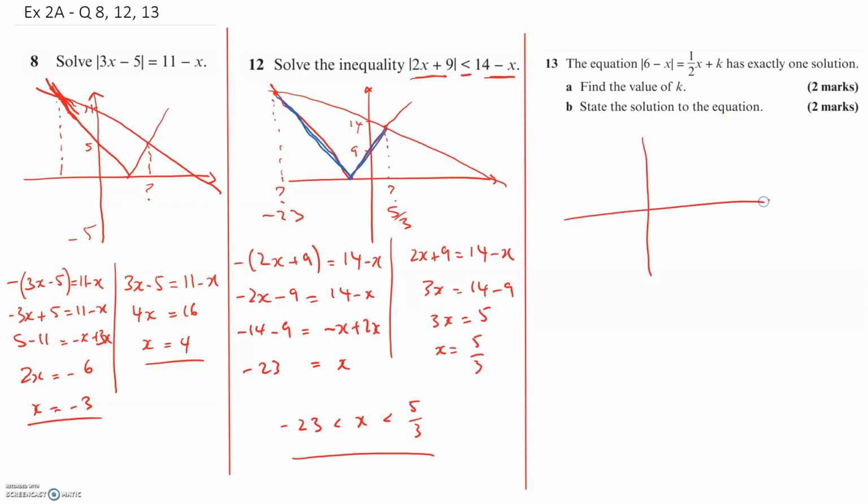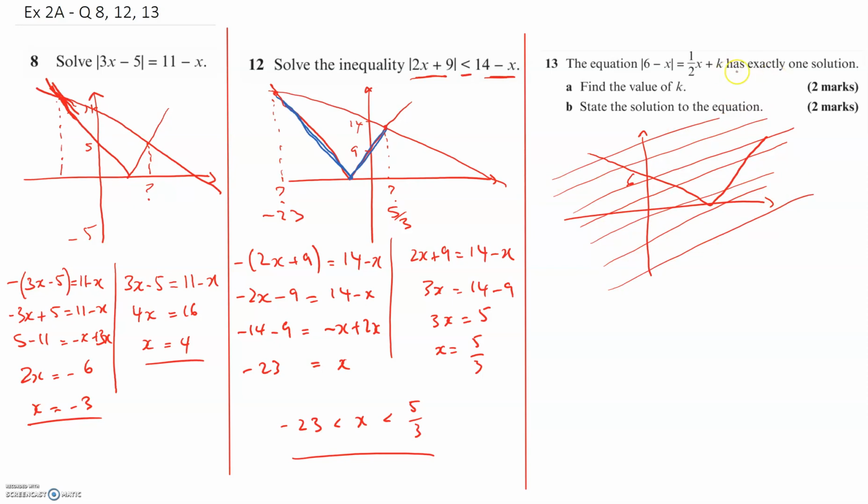So if I draw them, 6 minus x is going to look like that, and if I'm looking at the modulus of that, it's just going to be something like that. It's going to bounce off the x-axis again. Now half x plus k could actually go anywhere, really. So it's got a gradient of a half, so it's less steep than this, and it could actually cross through anywhere on the y-axis. It could go something like that, it could go like that, it could go anywhere, it could also go below.